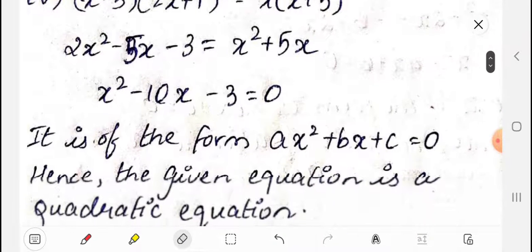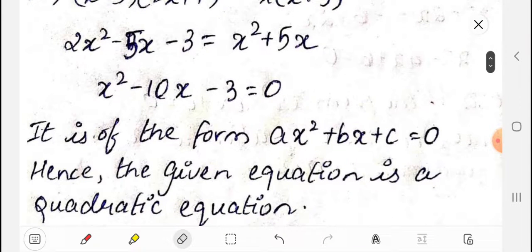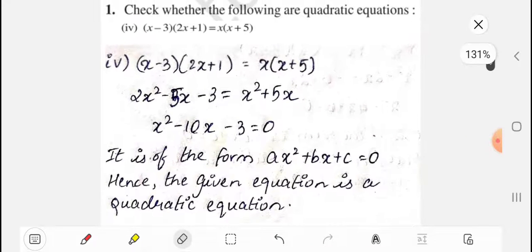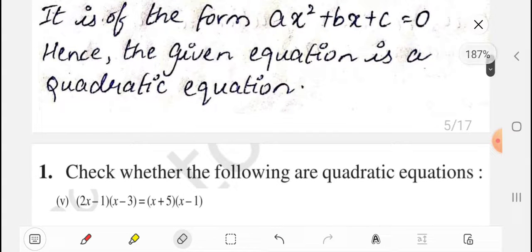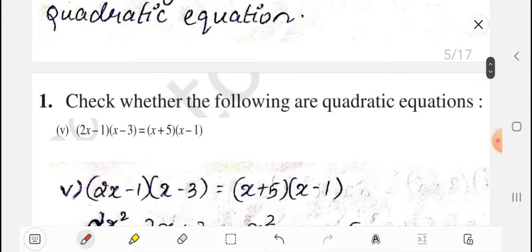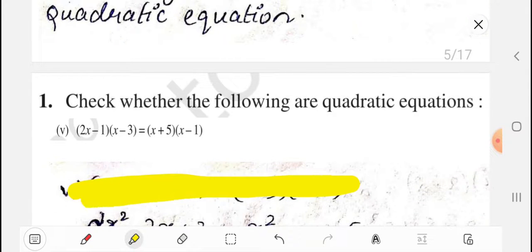Therefore, the given equation is a quadratic equation. Next, question number 5. (2x - 1)(x - 3) = (x + 5)(x - 1). Let's write the given expression first. Write the question again.